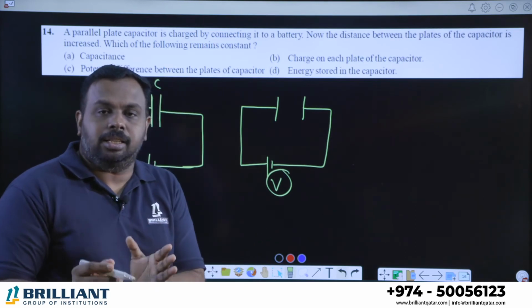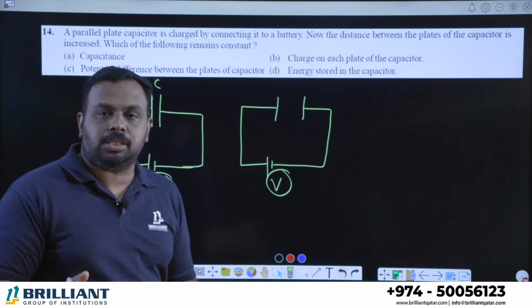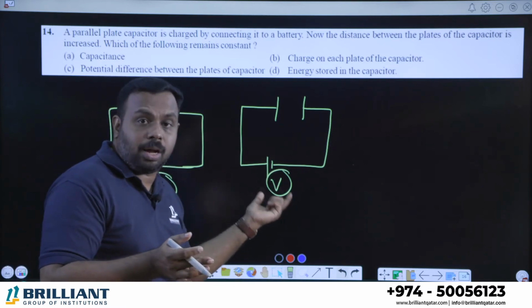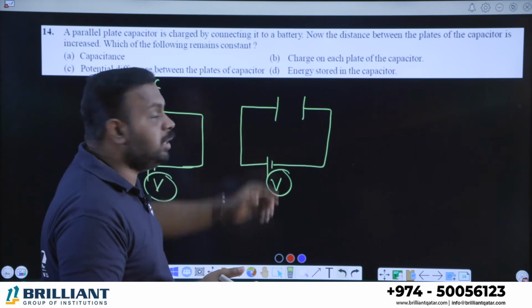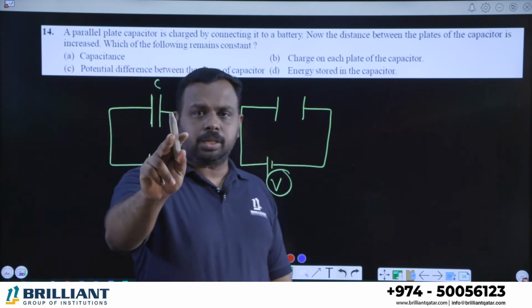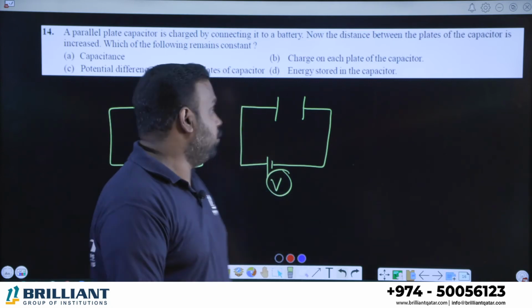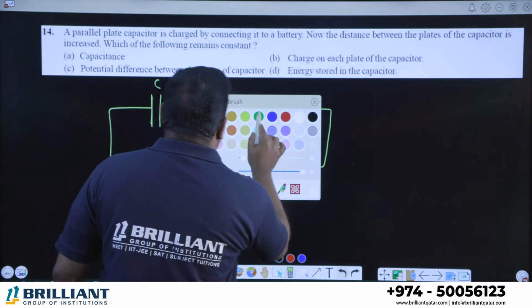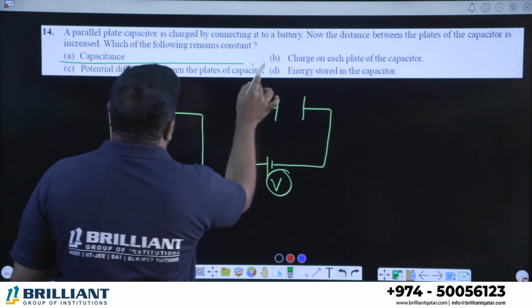Since the battery is still there, you can't change the potential of the capacitance. They are connected in parallel. So whichever voltage you are applying, the applied voltage will be there as the voltage across the capacitor. So in this question, the quantity which remains the same is what? Potential difference between the plates of the capacitor. That's the right answer. Potential difference.